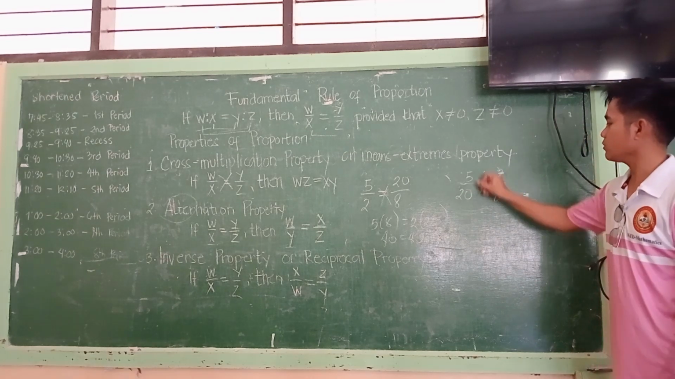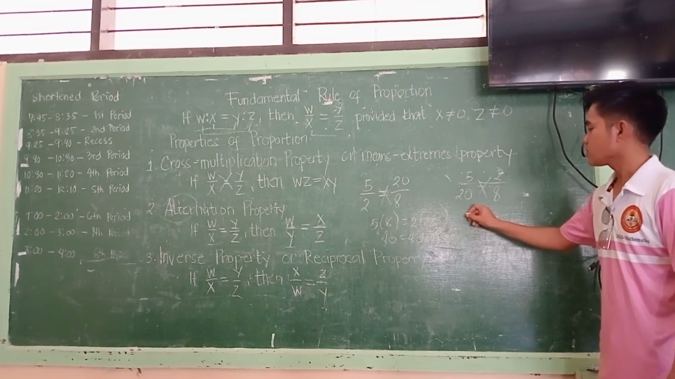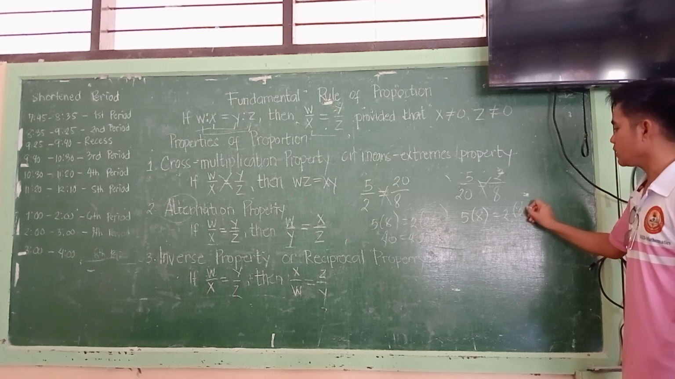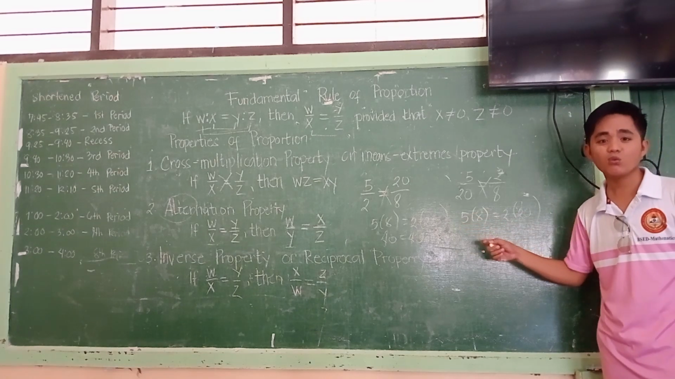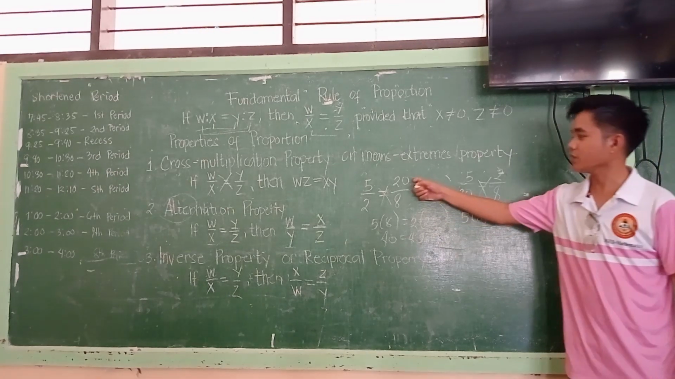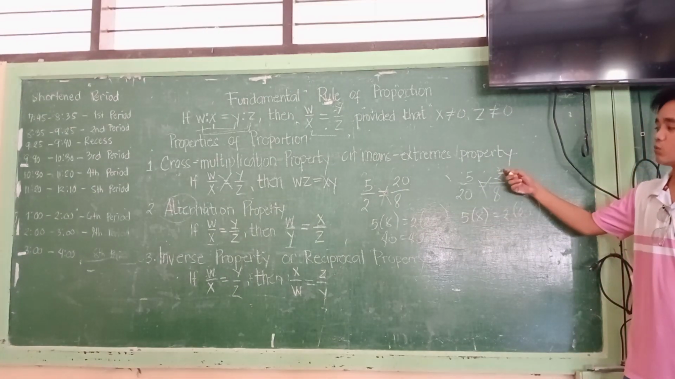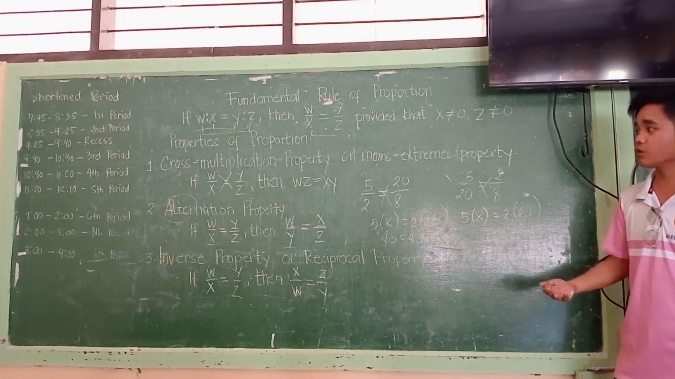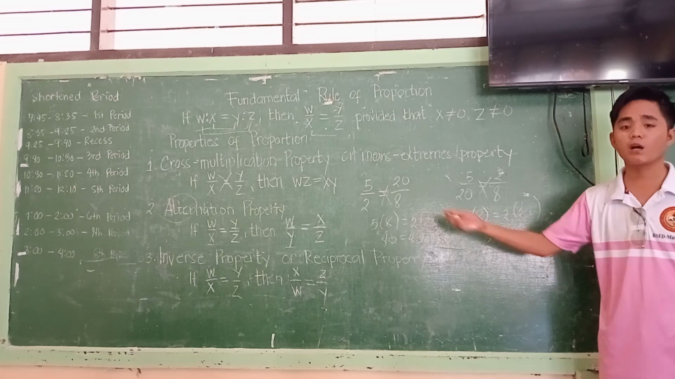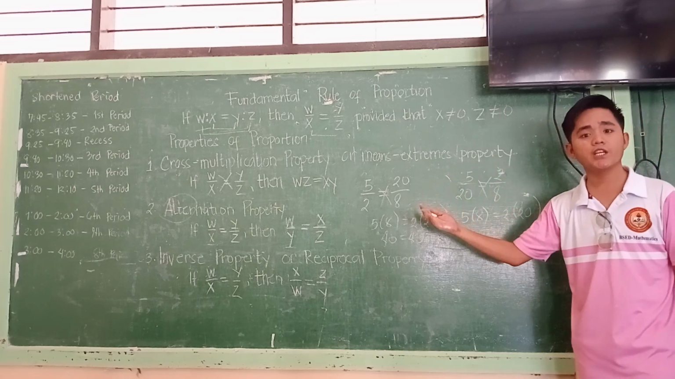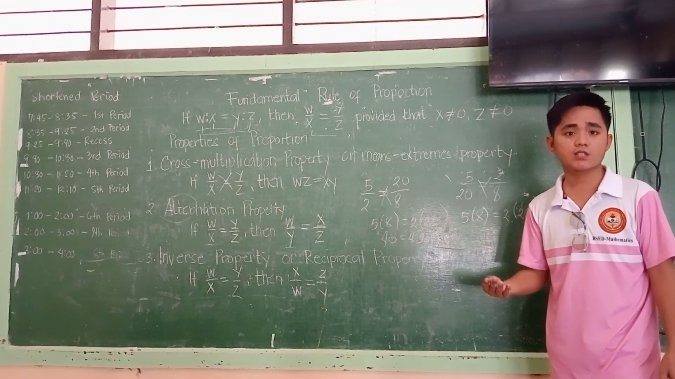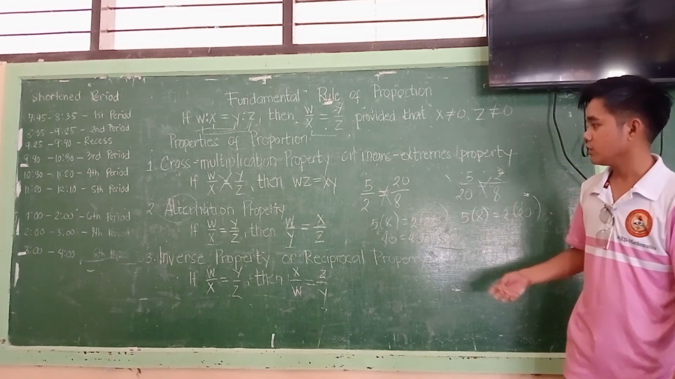They are also the same using the cross multiplication property. So that is 5 times 8 is equal to 2 times 20. Nothing changes in our answer, so we swapped 2 and 20. By using the cross multiplication property, nothing changes in our answer. So that is what is meant by the alternation property. You could alter the means or the extremes if you want.